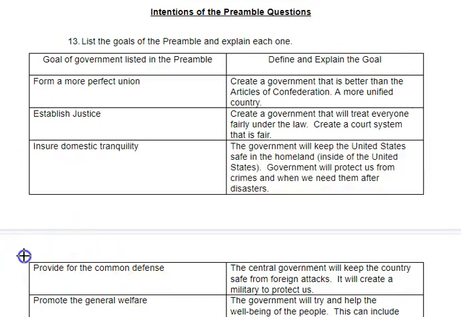The next one we have is provide for the common defense. Now, common defense is all about the military and protecting us from outside or foreign attacks. It's going to create a military to protect us. So I normally see questions dealing with the military and protecting the United States.